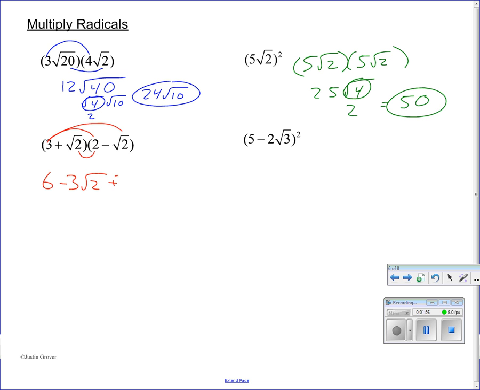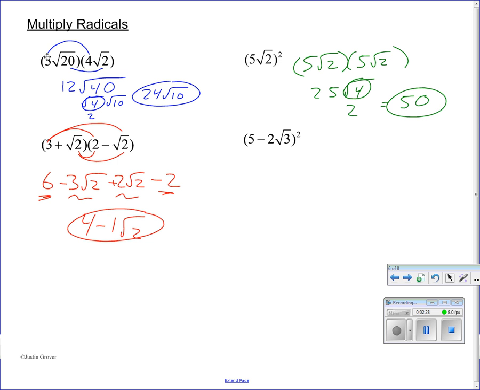2 rad 2 is positive 2 rad 2. And here we have a positive times a negative, so it's going to be negative, but rad 2 times rad 2 would be radical 4, which is just 2. When a radical is times itself or squared, you just get the number that's inside. And then combining like terms here. 6 and negative 2 are like terms. It's 4. Negative 3 rad 2 and positive 2 rad 2 are like radicals. It's negative 1 radical 2.